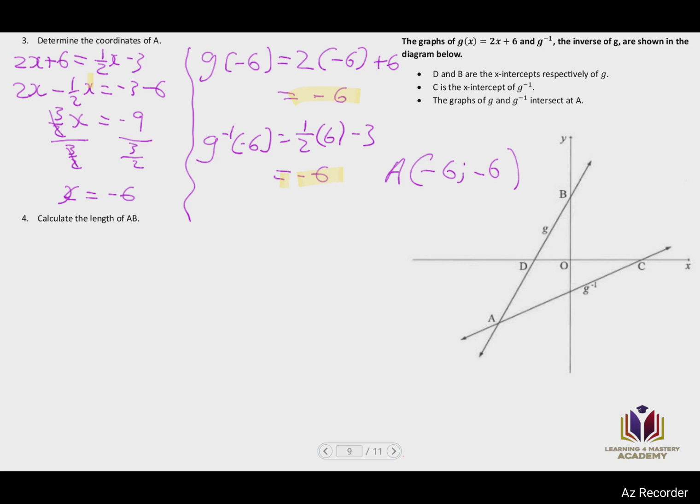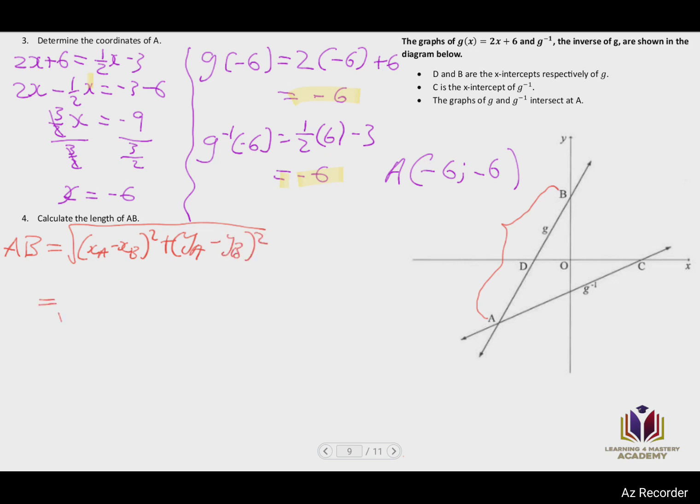Calculate the length of AB, right? So we come to the graph, look at the graph, AB is a diagonal line, right? It's not vertical or horizontal. It moves diagonally. Okay, so it means that we have to use the distance formula. So we can say, distance AB equals the square root of the x of A minus the x of B squared plus the y of A minus the y of B squared.